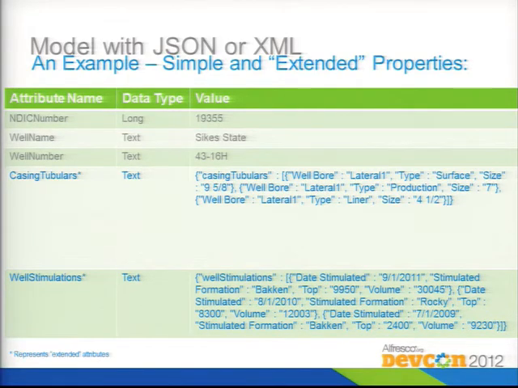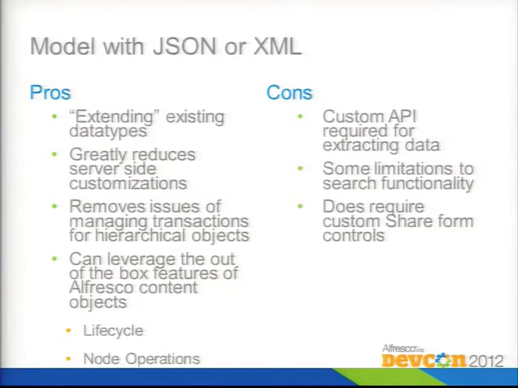So with this idea, we're extending, again in air quotes, and we're actually not changing anything behind the scenes in the repo. But it greatly reduces the server-side customizations we would need to do. We're not having to change anything on the server side, really. And we're not having to worry about dealing with multiple objects and transactions with multiple objects. It's just a single object with a bunch of properties, some of which are extended strings, basically, with structured data.